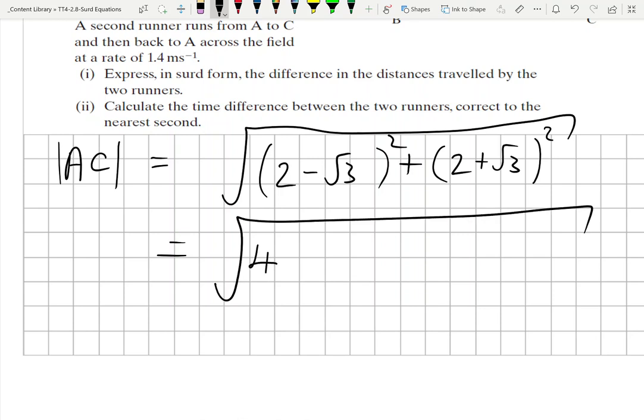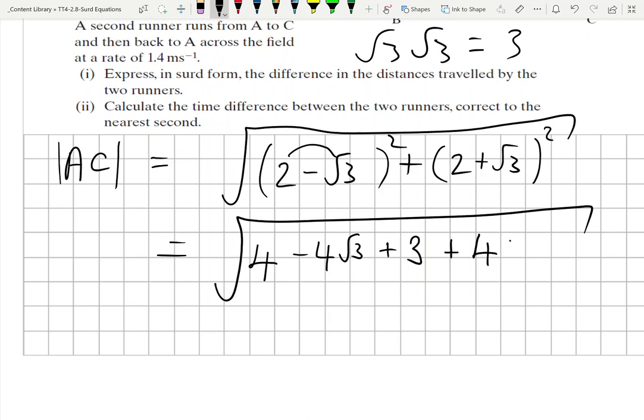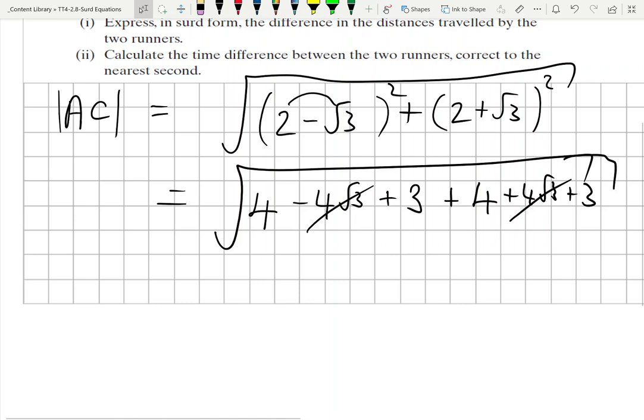2 2s is 4. That's 4 root 3 by the time you've doubled it. And careful here with the plus 3, because root 3 times root 3 equals 3. Okay, plus another 4, a plus 4 root 3, and a plus 3. Okay, so there is a cancellation. And then there is 14. And it's in kilometers.